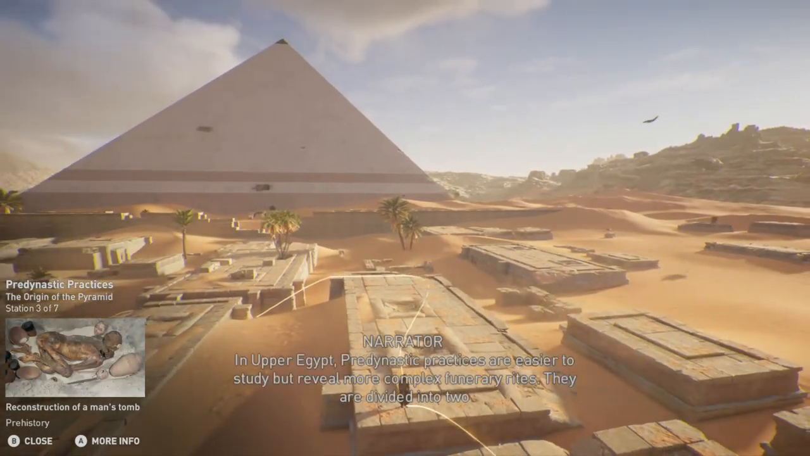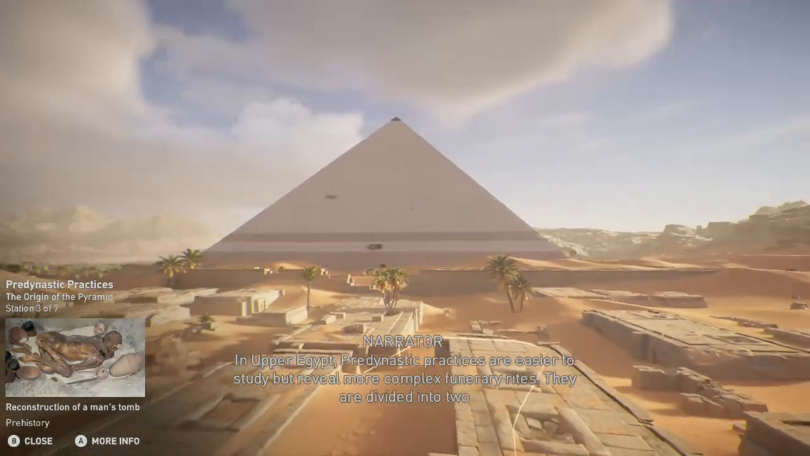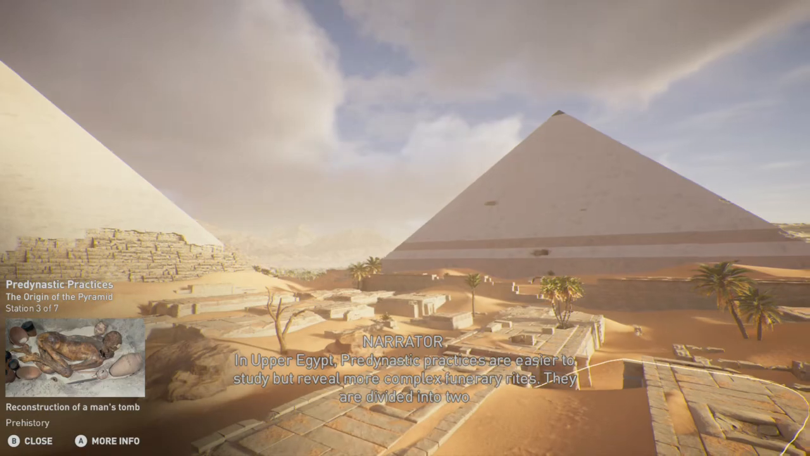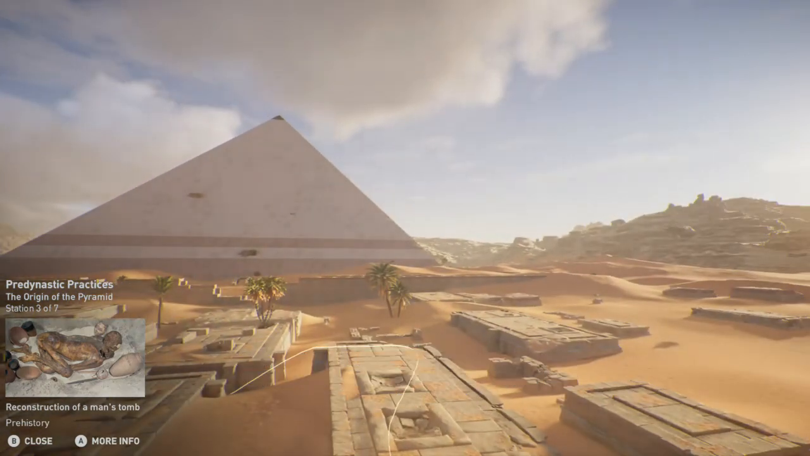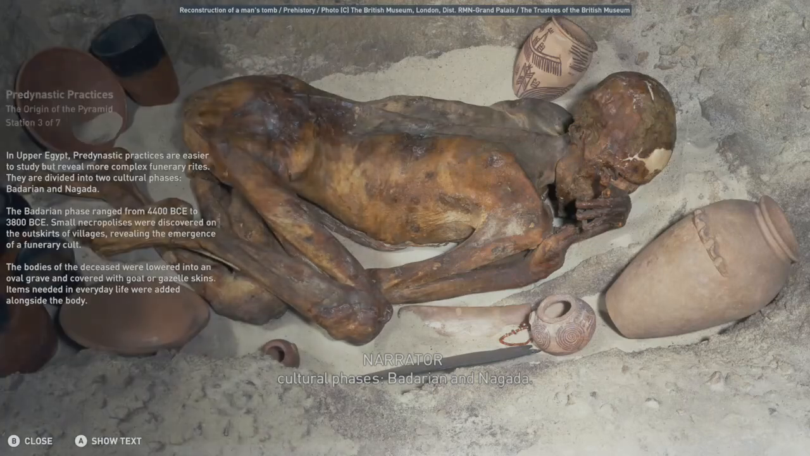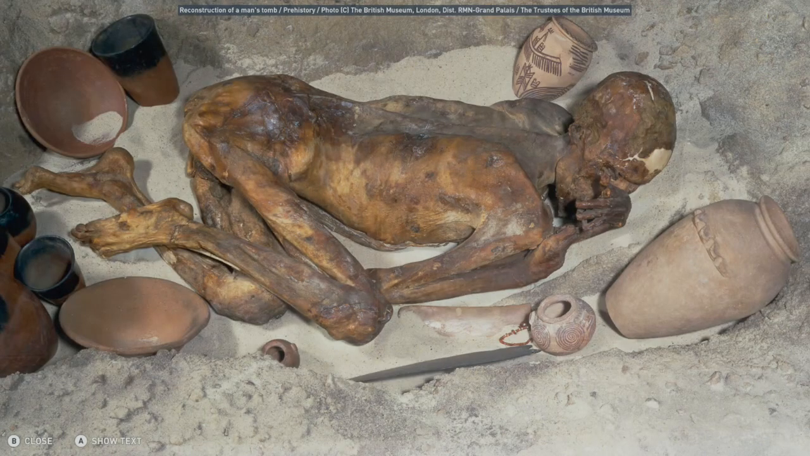In Upper Egypt, pre-dynastic practices are easier to study, but reveal more complex funerary rites. They are divided into two cultural phases, Badarian and Nagada. The Badarian phase ranged from 4400 BCE to 3800 BCE.